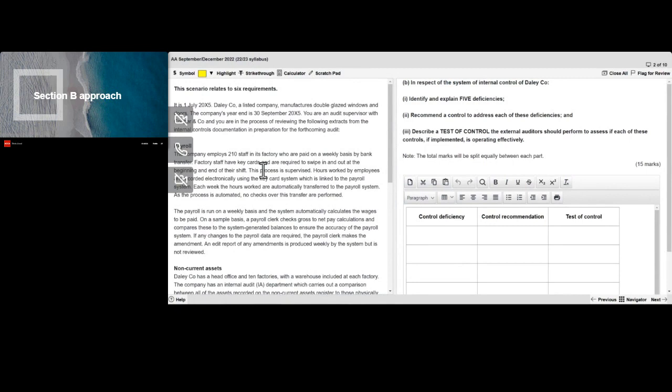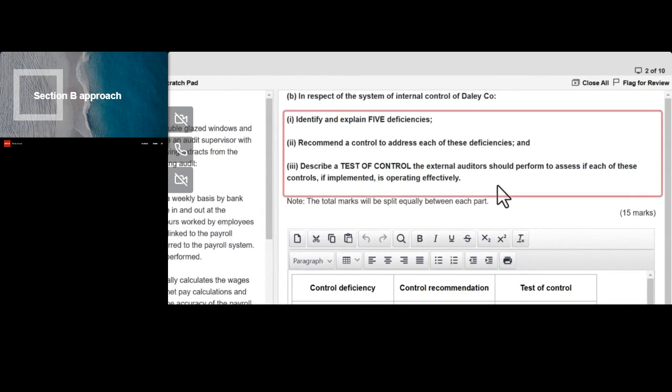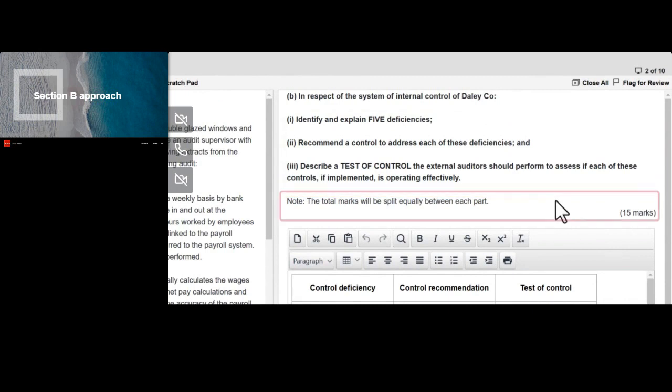Read those requirements first so that you know what you're looking for. Here we can see that they're asking us to identify and explain 5 deficiencies and recommend a control to address the deficiency. You then have to describe the test of control, and we can see there are 15 marks split evenly, so 5 marks for dotty 1, 5 marks for dotty 2, and the same for dotty 3.